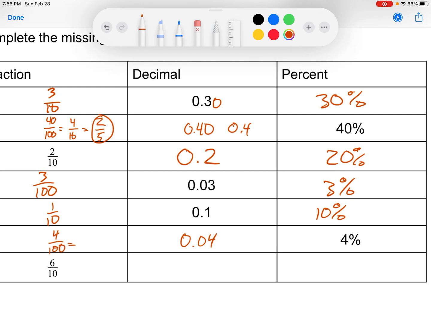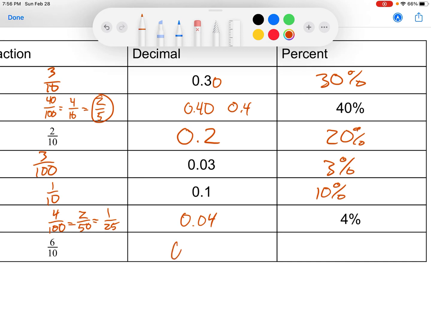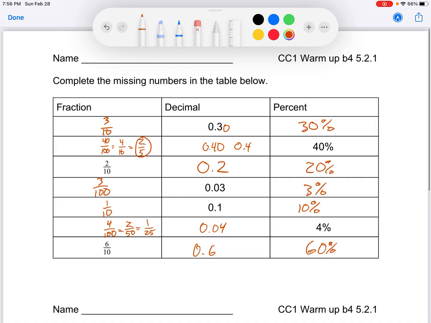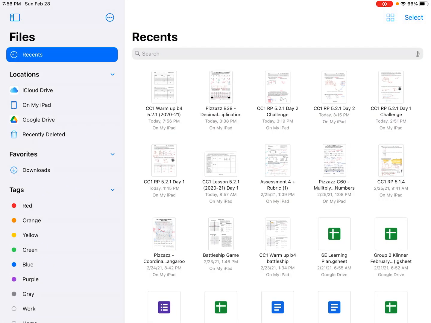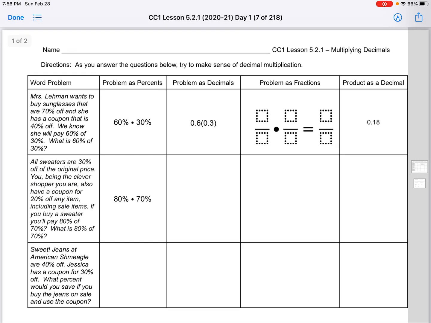The better choice would be 2/50, but the best choice would be 1/25. And down below, you have 6/10, so that's 0.6 or 60%. Okay, hopefully you did okay with that. All right, let's go back here and let's get started on today's lesson.